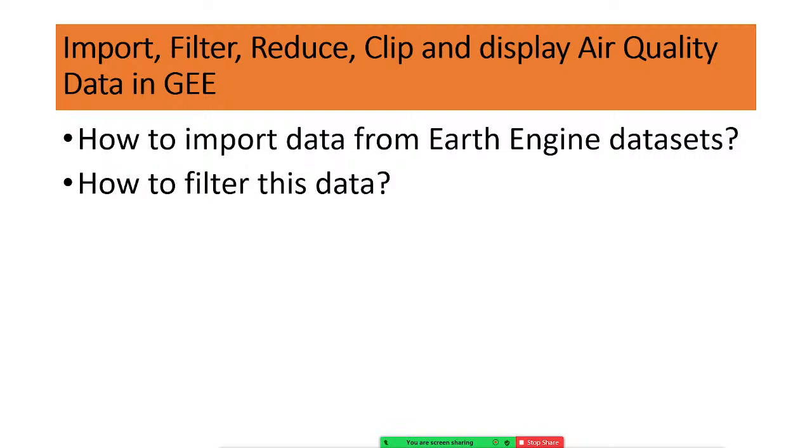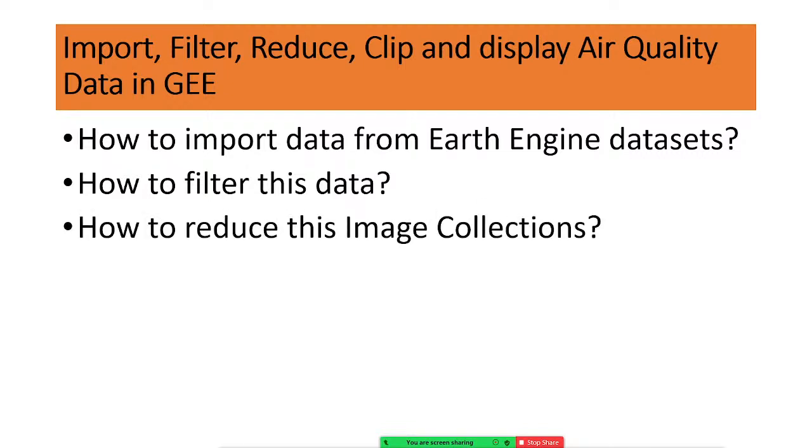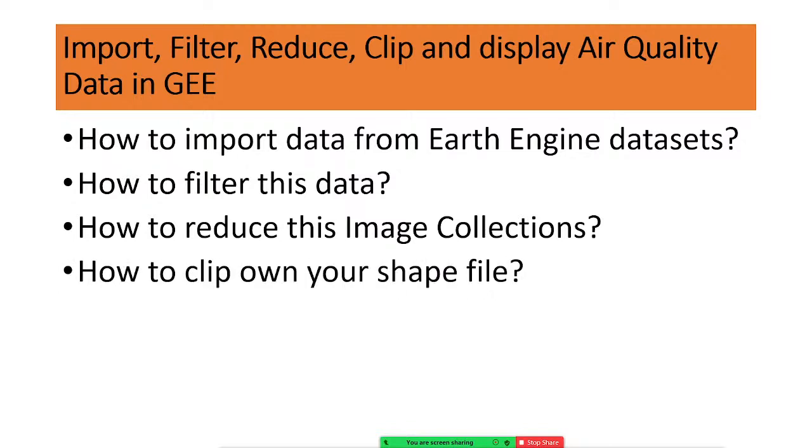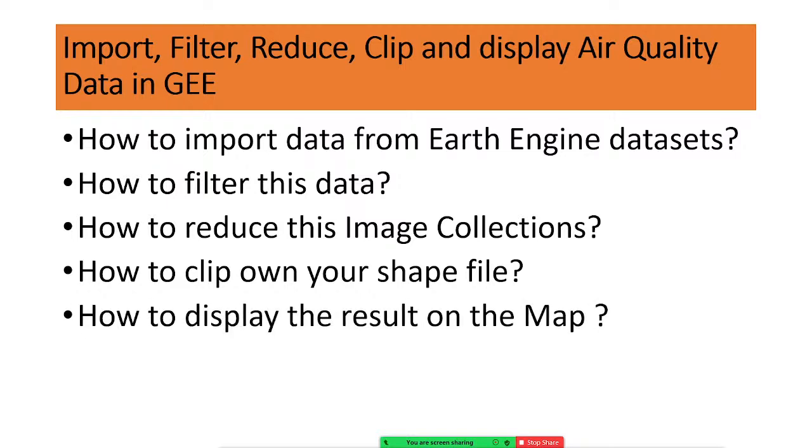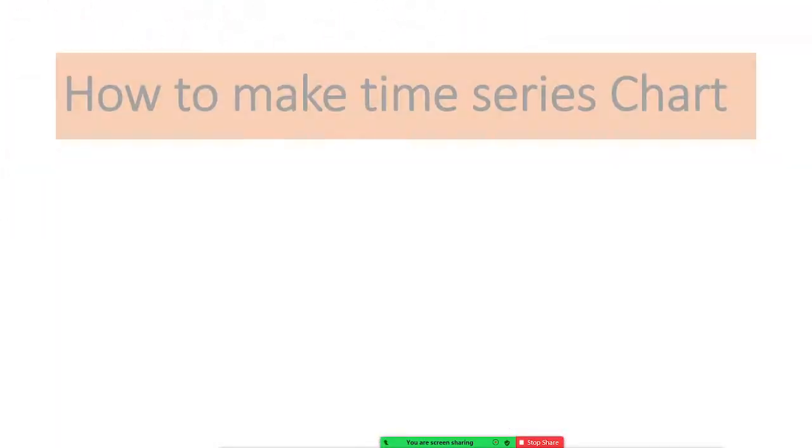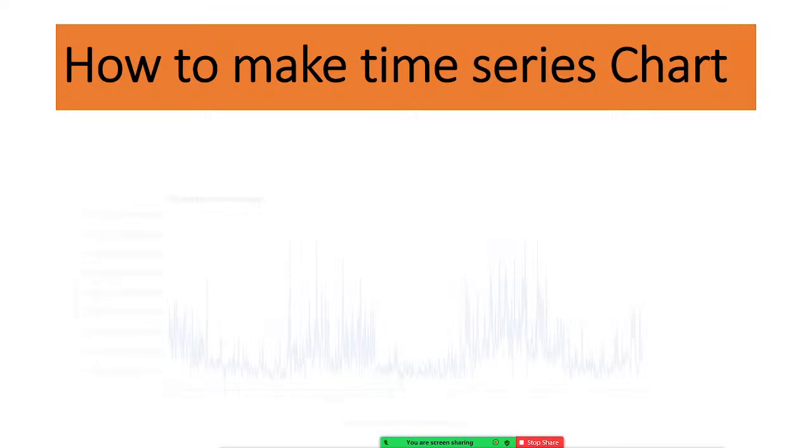Filter can depend on your time. Filter can depend on your specific region. Then how to reduce this image collection. Then how to clip on your shapefile for the air quality data. Then how to display this result on the map. And after this, we also try to show you how you can make the time series chart like this.